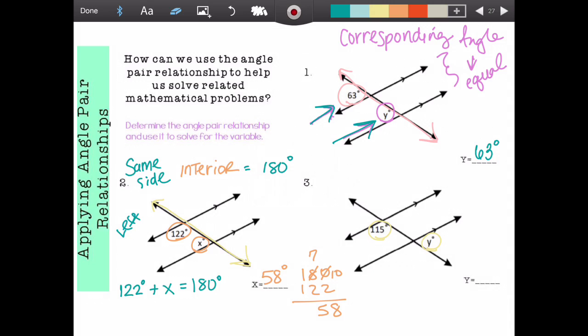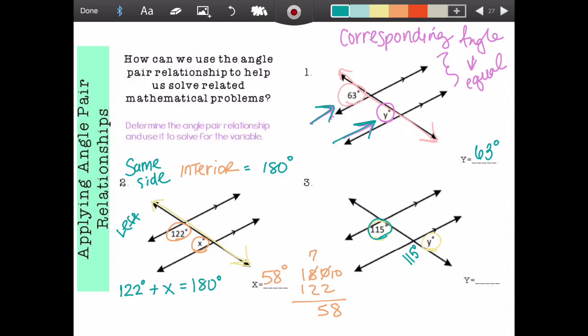It's not alternate interior, it's not alternate exterior, it's not corresponding, it's not same side interior or exterior, and it's not vertical or supplementary. So what do we have to do? We kind of have to do a little bit of work here. What I'm going to do is identify the corresponding angle. The corresponding angle here would be this one here, so this is 115 as well.